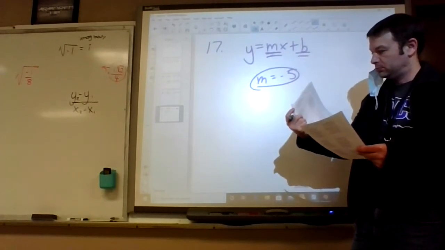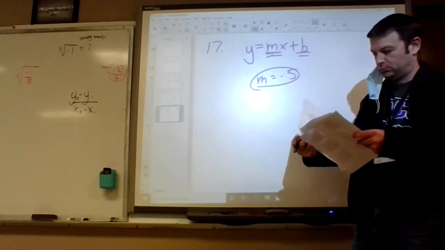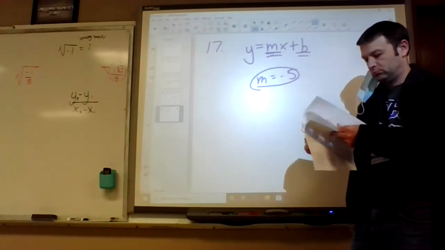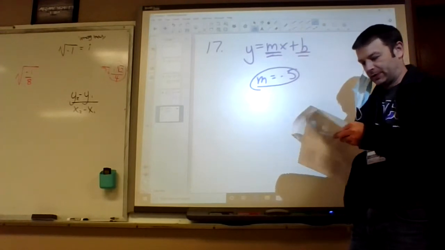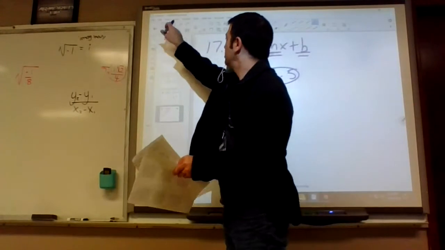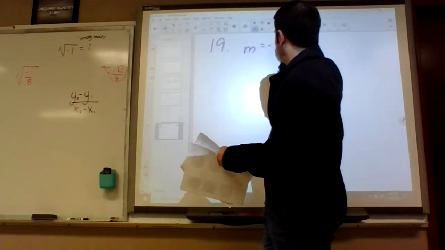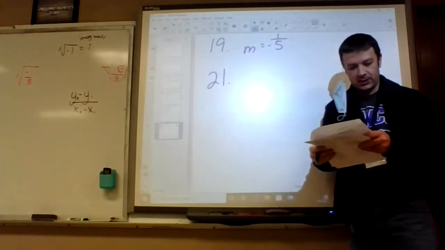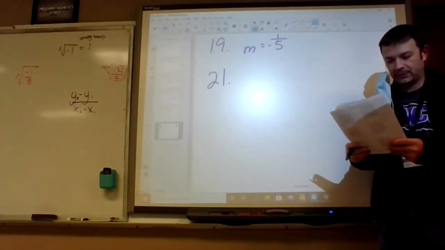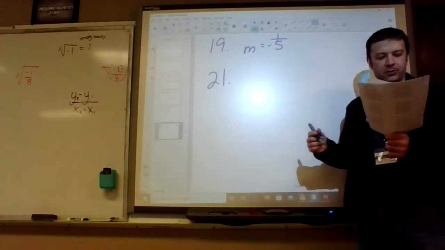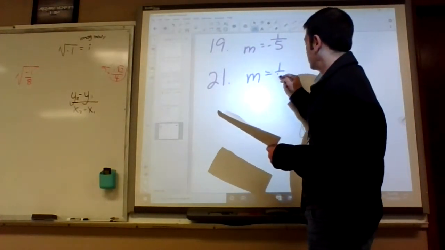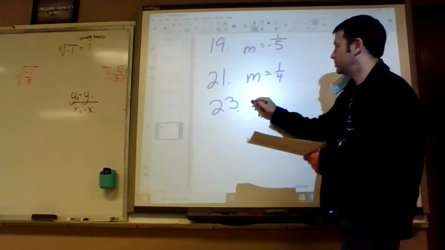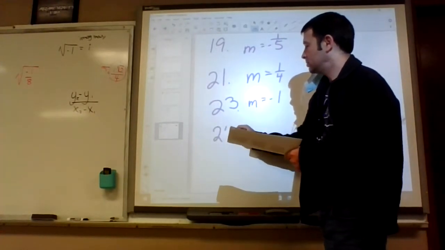So would that mean 19 is negative 1/5? Oh, it just wants the slope. I think 19 is just negative 1/5. Yeah, 19 is negative 1/5. Okay. 21. What's the slope on 21? I'll come back to 20. 21 is 1/4. How about 23? What's the slope on that one? Negative 1.